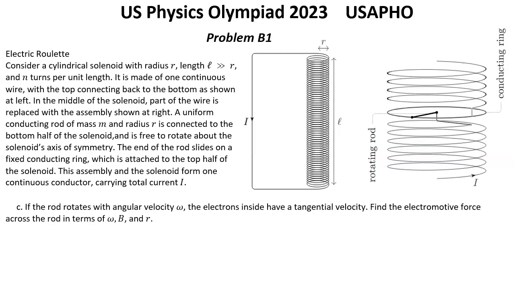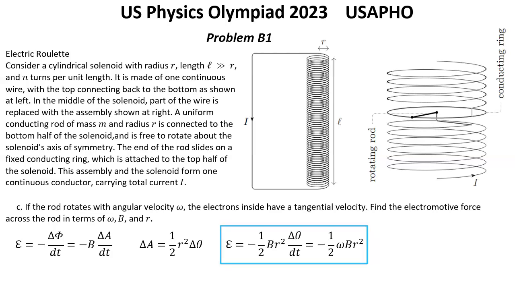In our case, the magnetic field is constant, so we use the formula EMF equals negative delta Phi over delta t, which is equal to negative B multiplied by delta A over delta t, where delta A is the area of the small triangle created by angle delta theta. So we have delta A equals 1/2 r squared delta theta, and finally EMF equals negative 1/2 omega B r squared. That was the solution for part C.